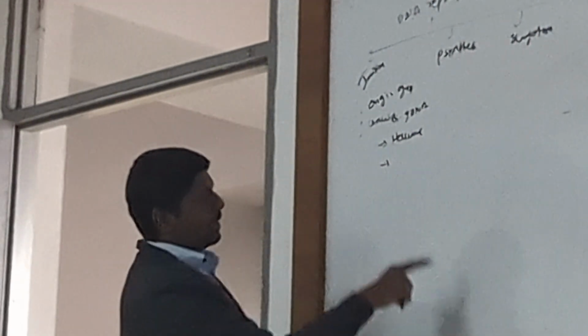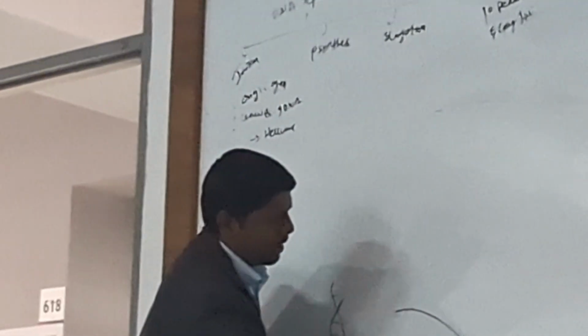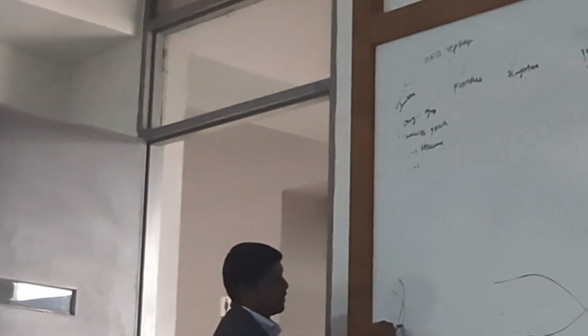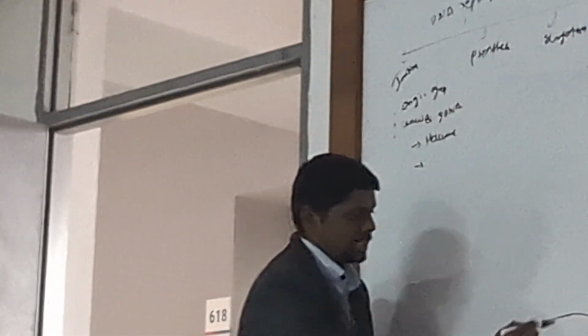So maybe we will draw a diagram along with the points, right? First we have a DNA. So this DNA was unbinded here. So unbinding of DNA happened. This is the unbinding portion. So here the DNA was unbinded. This unbinded portion is called as replication fork.